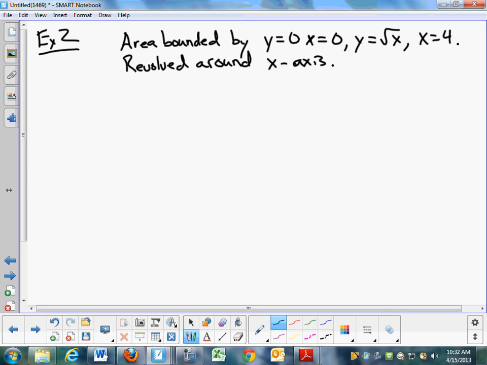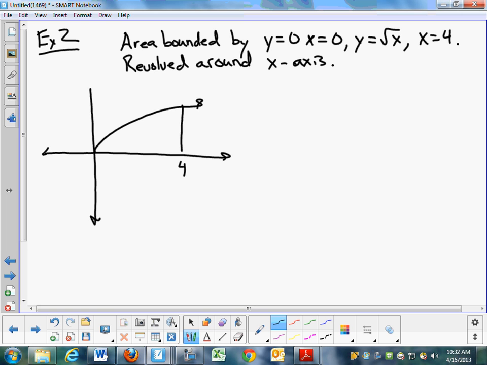Okay. So just to get you started, that's the area that you want to revolve. We're going to revolve that area and come up with the volume. Go.